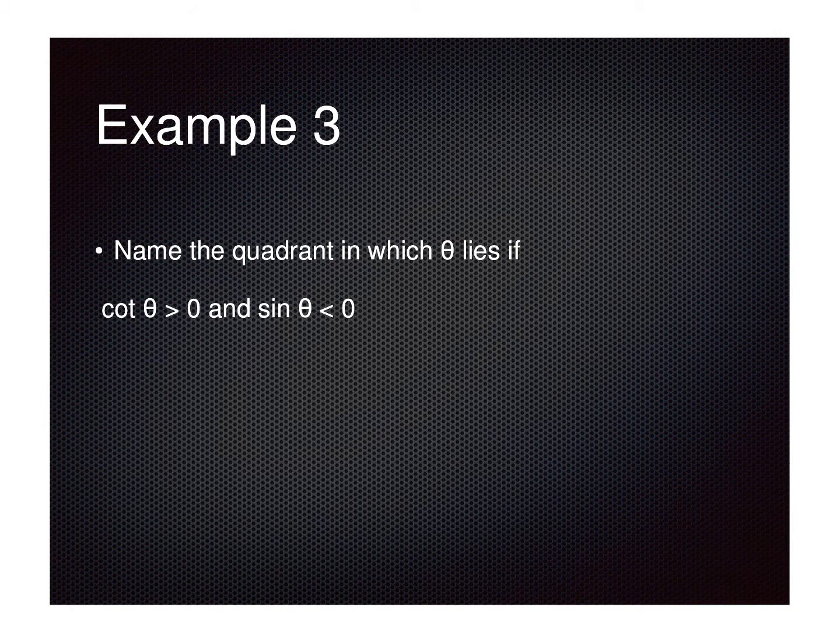So in example 3, which is our first example today, name the quadrant in which theta lies if cotangent is greater than 0 and sine is less than 0. So this is saying cotangent is negative and sine is positive. So in our quadrants, we have all students take calculus. The opposite? You're right. Cotangent is positive, sine is negative.